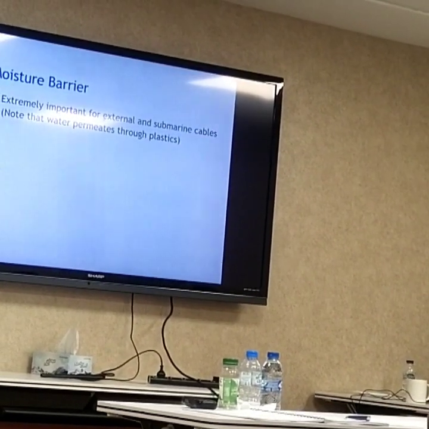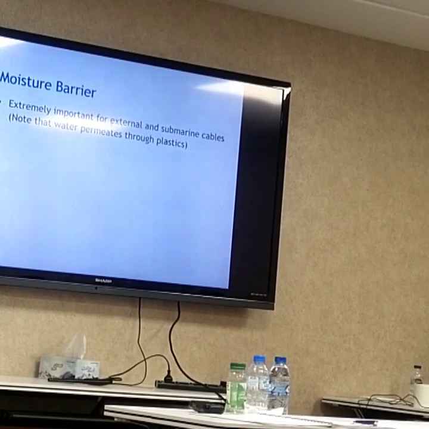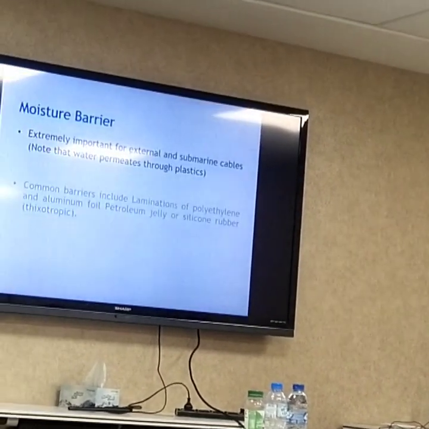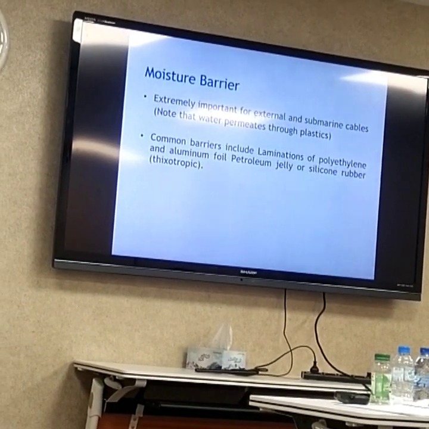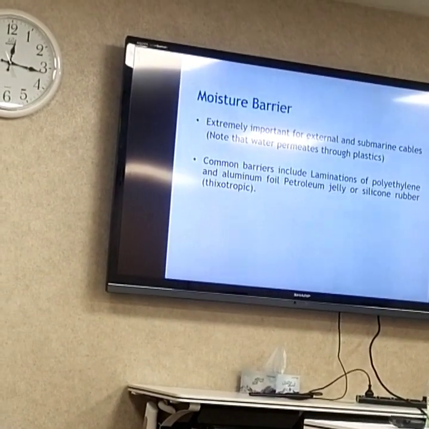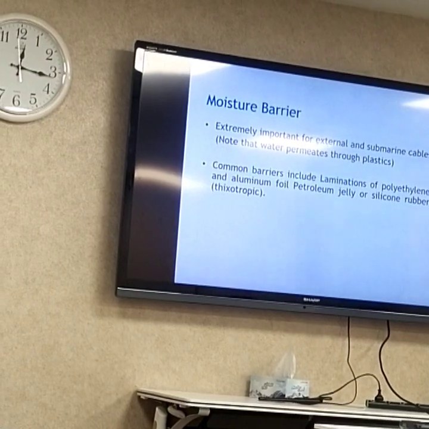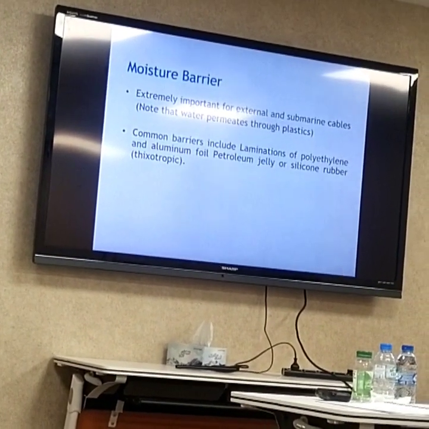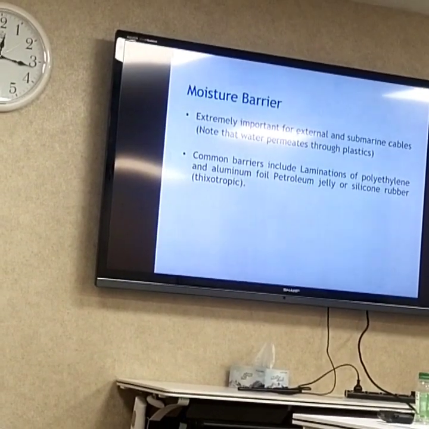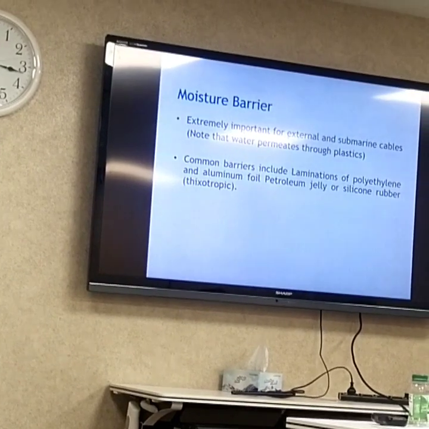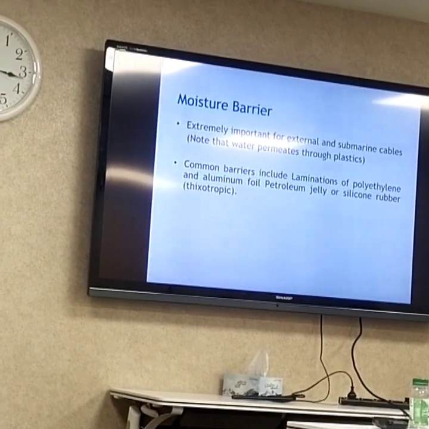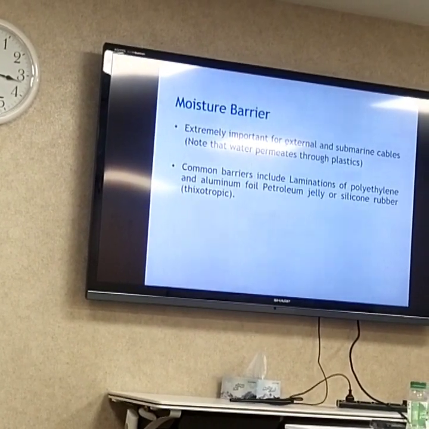The moisture barrier is extremely important for external and submarine cables. Note that water permeates through plastic. Common barriers include lamination of polyethylene and aluminum foil, petroleum jelly, or silicone rubber. These are all different kinds of water barriers. It can be aluminum, laminates like strips, very thin layers. Yes, it could be polyethylene, aluminum foil, as we said, jelly, silicone. Yes, silicone rubber.